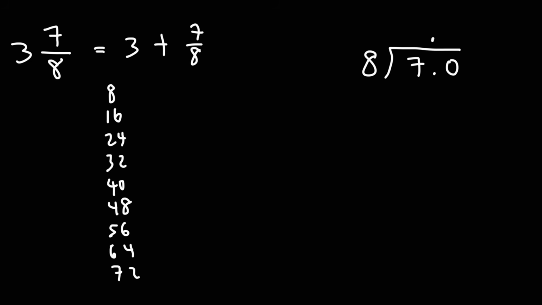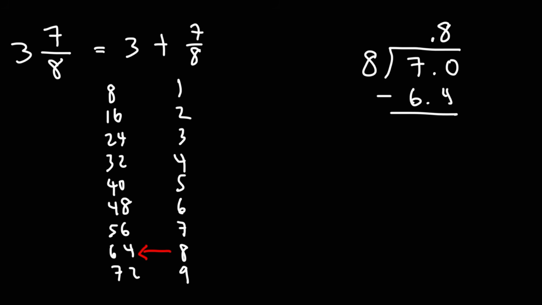And you really don't need to go past 9. The highest multiple of 8 under 70 is 64. So we could say 8 goes into 70 8 times. 8 times 8 is 64, so 8 times 0.8 is 6.4. 70 minus 64 is 6. So 7.0 minus 6.4 is 0.6.